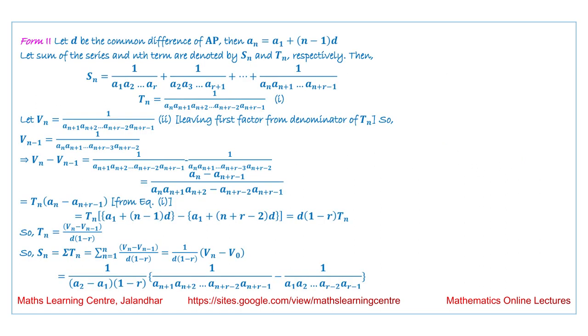Now the second form we have is, again, we are considering a1, a2, ar, these are all in AP, and we are having the terms as reciprocals of these terms. So the general term we are having is in this form, Tn. Now the value of Vn we are writing in this form. In the previous case we added an element, in this case we are leaving the first factor from the denominator of Tn, and Vn minus 1 we have obtained in this form.